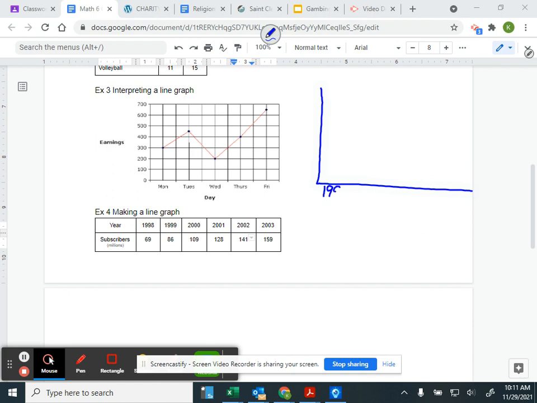So 1998, 1999, 2000, 2001, 2002, and 2003. These are years, so I'm going to label that bottom with years. My vertical axis has subscribers, so I'm going to write subscribers. And these are in the millions.